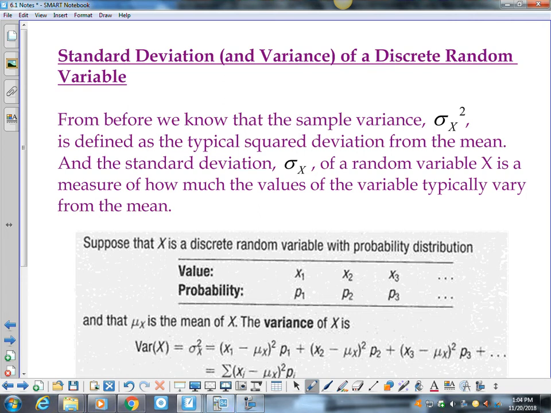Let's look. From before, we know that the sample variance, sigma squared, is defined as the typical squared deviation from the mean. What are all those numbers going to be? They're squared. They're all going to be positive. And the standard deviation, S sub x, of a random variable x is a measure of how much the values of the variable typically vary from the mean.